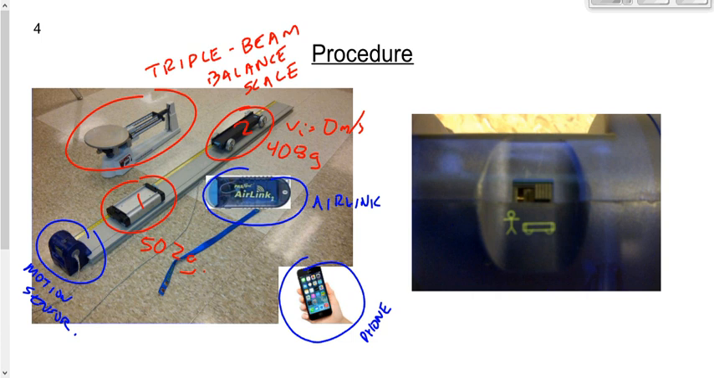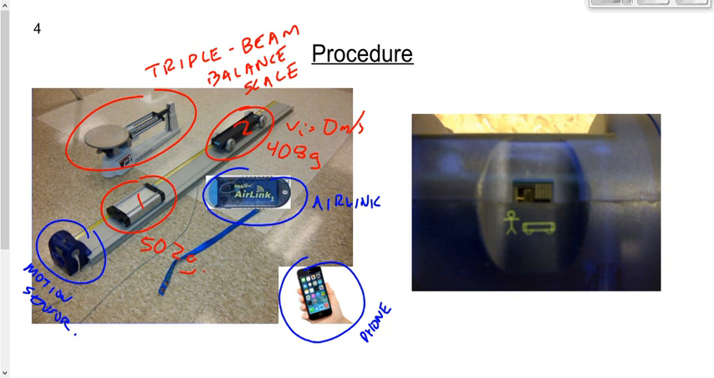Send cart number 1 down towards cart number 2 with a certain initial momentum. Let it hit cart number 2, and then see what the resulting final momentum of the 2 combined carts will be. Then, what are you going to do?